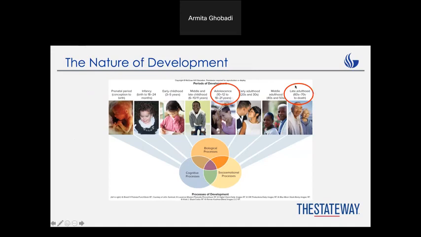Another point is about late adulthood. Nowadays, we know that because of medical advances, people live longer. So putting a number again, like 60 to 70s as late adulthood, or considering someone old because they are 60, may not be accurate, because now people are living longer. So just consider that as well.